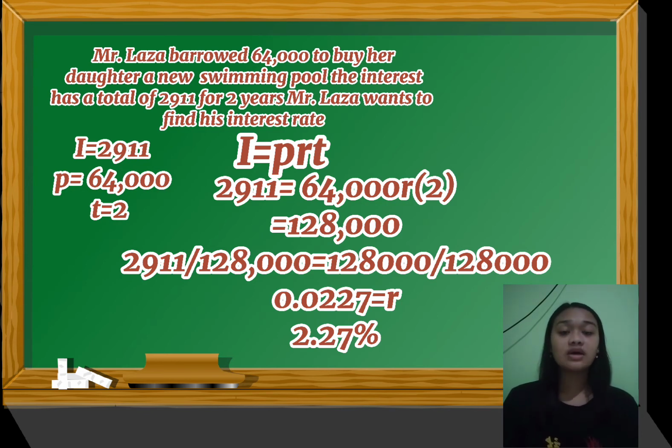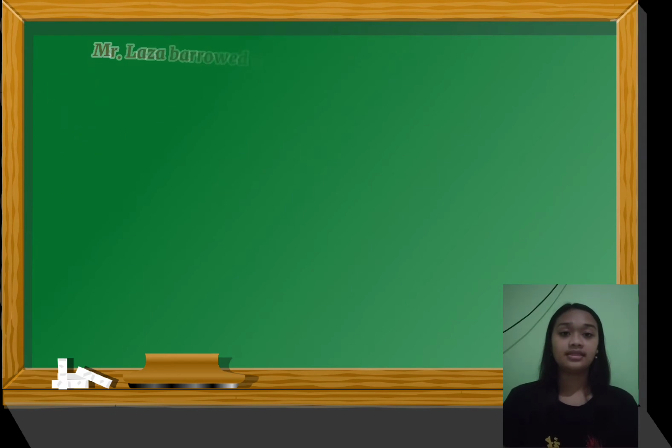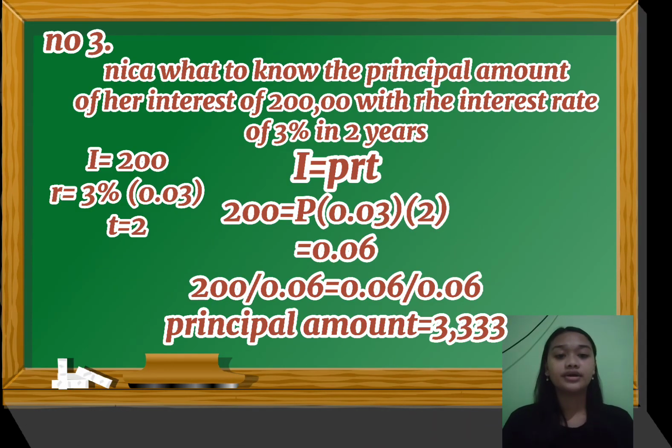So 2,911 divided by 128,000 and 128,000 divided by 128,000. By dividing 2,911 by 128,000, the answer is 0.0227 equals R. So now our rate is equal to 2.27%, because we need to multiply the 0.0227 times 100 to get the 2.27% rate. Let's move on to our third example, or third problem.